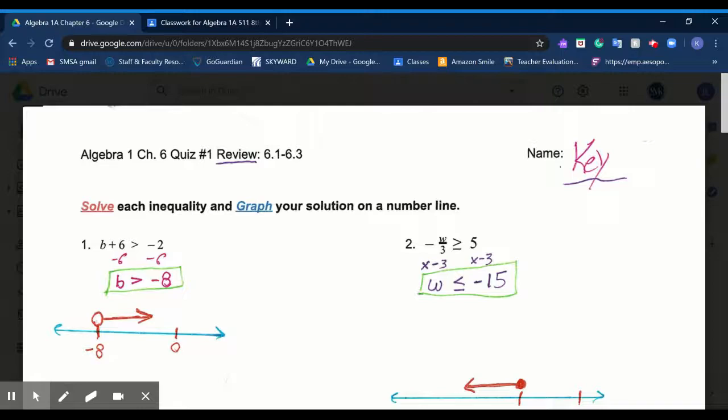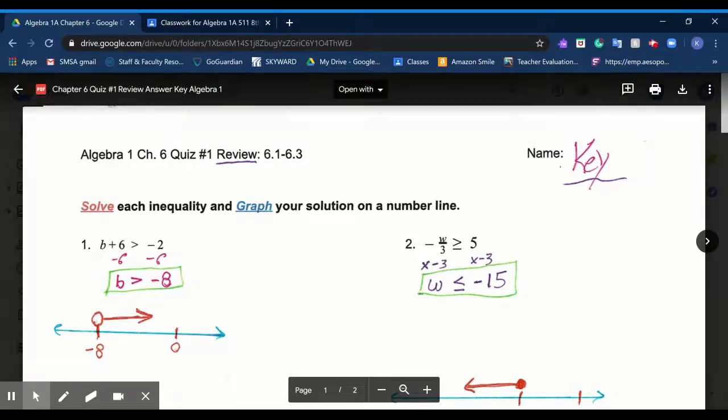So as we go through these, the other rule to keep in mind is if we're multiplying or dividing by a negative at any point, then you flip the sign. So in the first one, we just had to subtract 6 from each side. So b is greater than -8. Open circle, arrow going greater than.